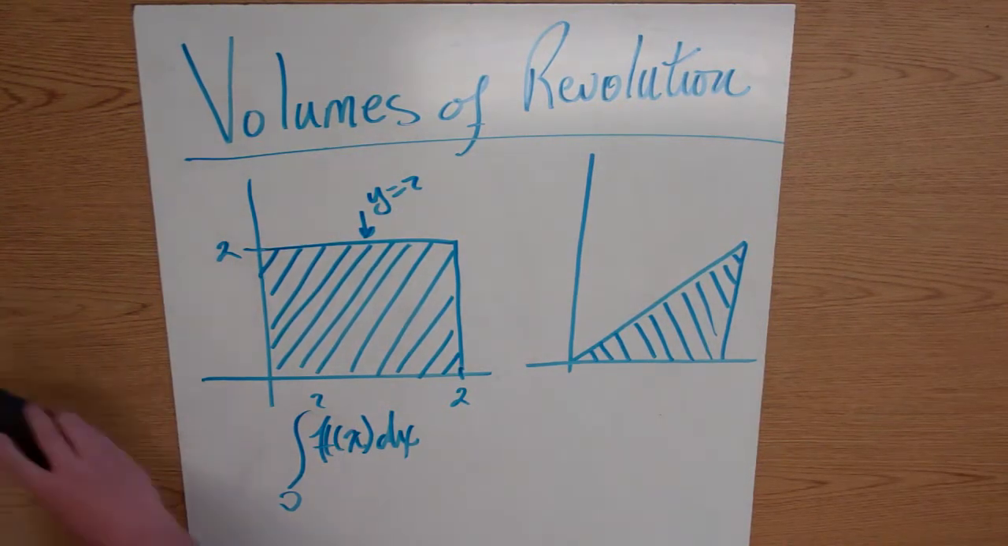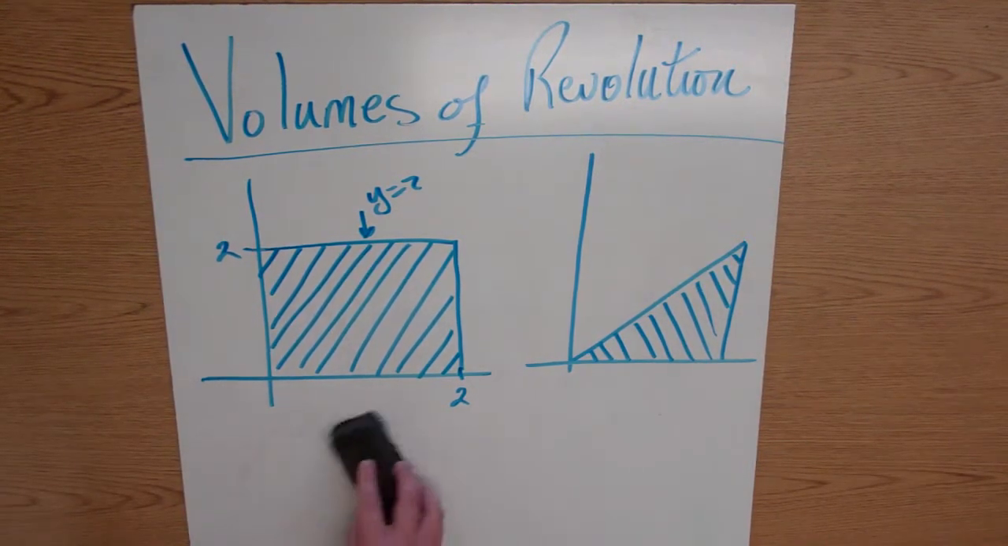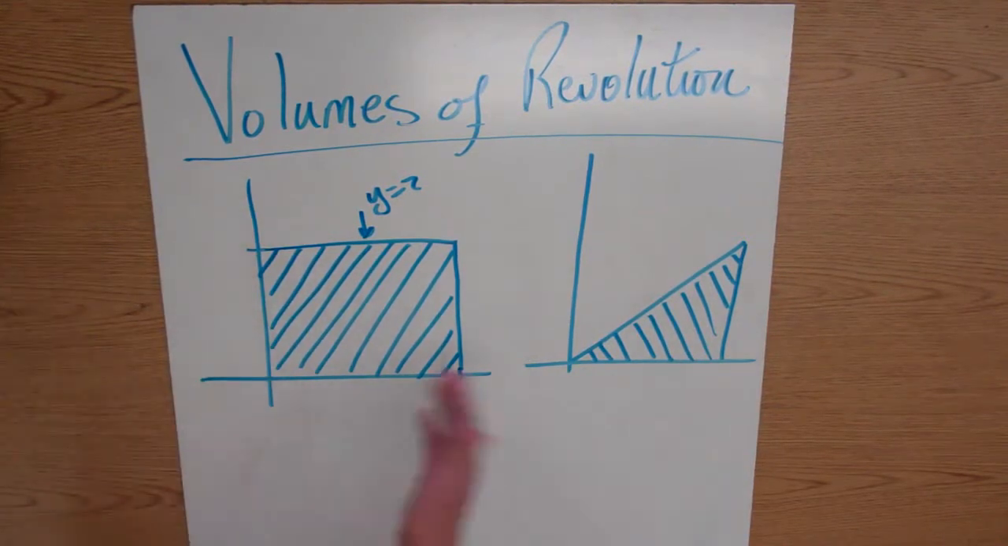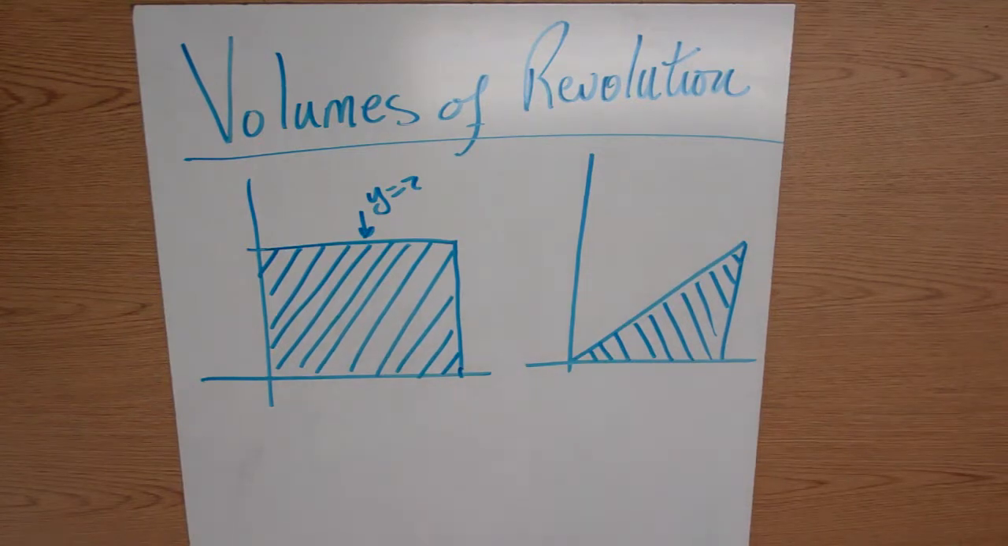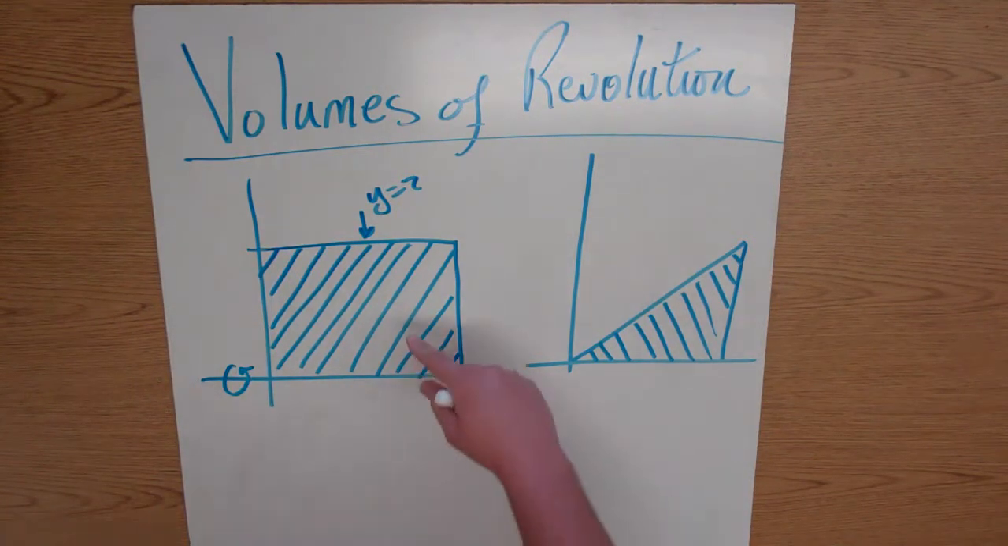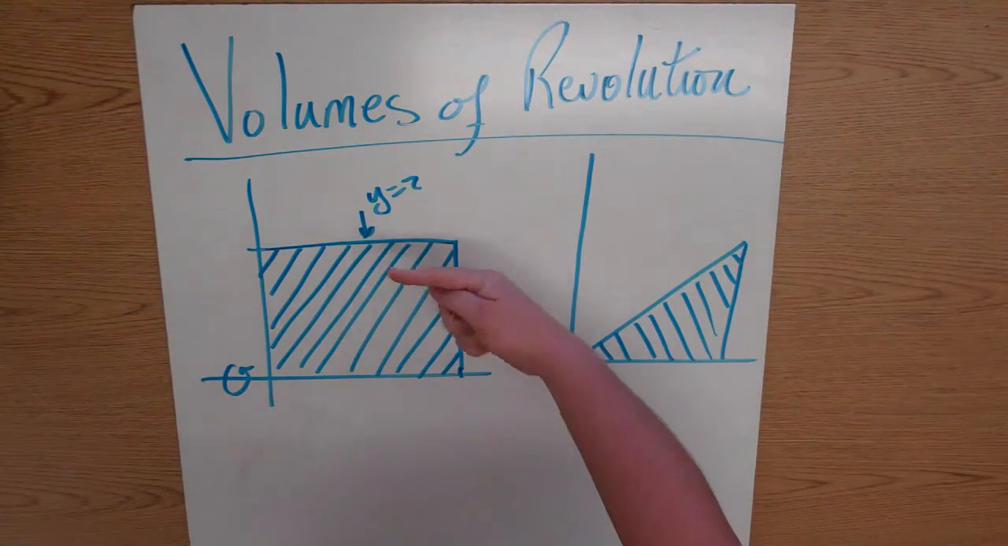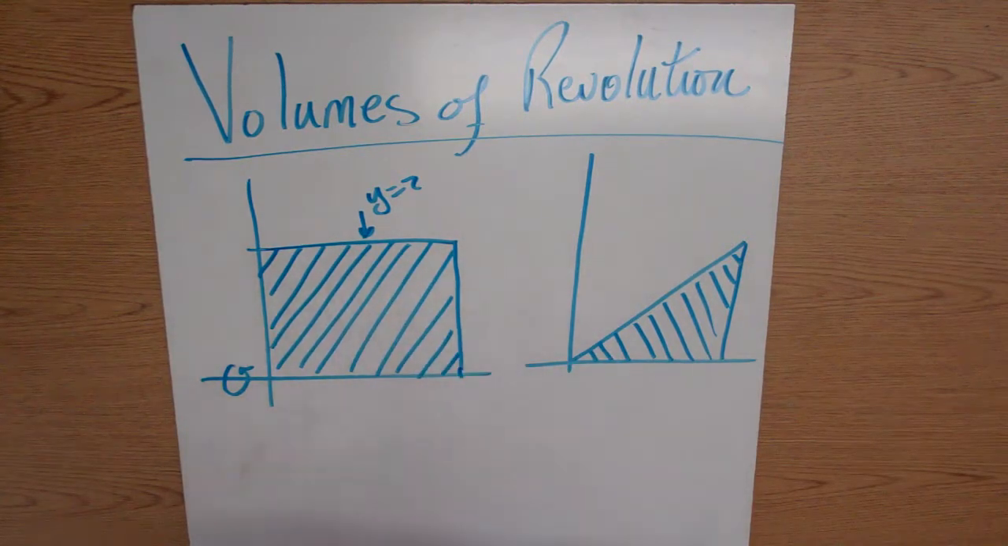Or same thing here. Say this was the line y equals x. Again, we would just simply integrate it and find the area. But now we want to find the volume. Well, you might say, how do you turn a two-dimensional figure into a three-dimensional figure so we can find volume? Alright, that's where this revolution comes from. We're going to revolve them around the x-axis. So we're taking this and we're now spinning it around the x-axis.